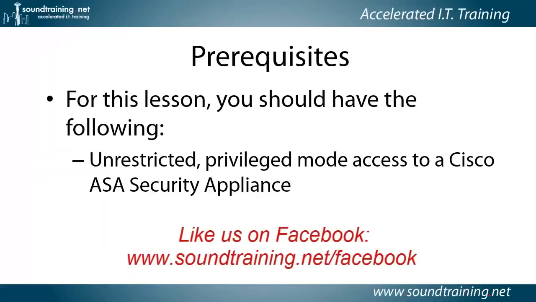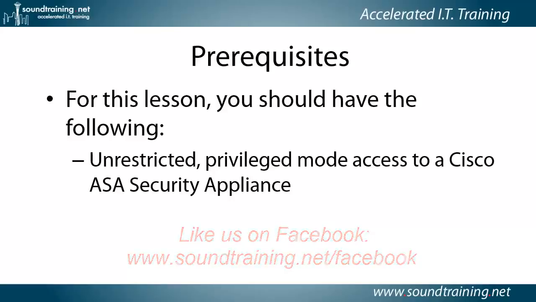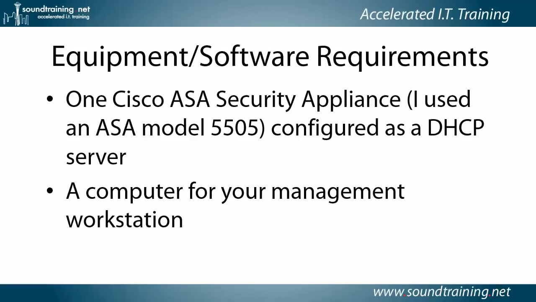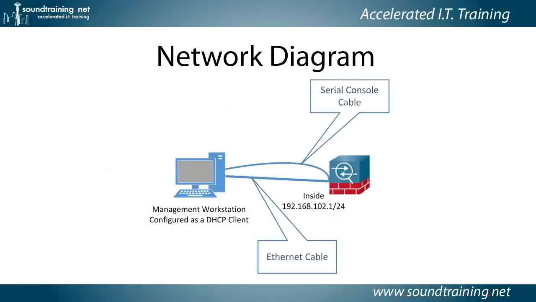Pretty simple. For this lesson, all you'll need is unrestricted privilege mode access to a Cisco ASA security appliance. Equipment software requirements: one Cisco ASA security appliance. I used an ASA model 5505, but what I'm going to show you should work on any of the ASA models. It will need to be configured as a DHCP server, or you'll have to assign a static IP address to your management workstation, and a computer for your management workstation.